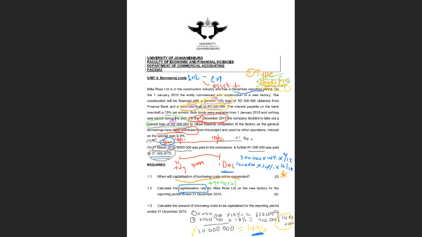Okay, then with a specific loan, the way that it works is that you don't need to worry about the capitalization rate. You don't have to worry about the expenditure or anything like that. You just need to work out what is the interest on that specific loan. And it has to be for the time where it's used for that project. Okay. So if we go to the question again, remember this was my specific loan, the 2 million rand. So we need to work out the interest on that loan. So that's what we're going to do. And they say that the interest rate on that loan is 9%.